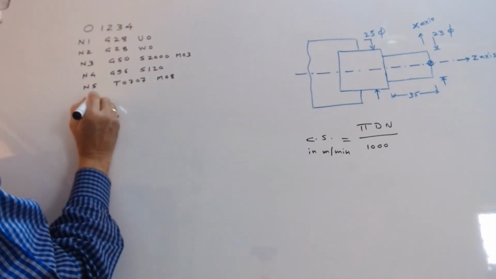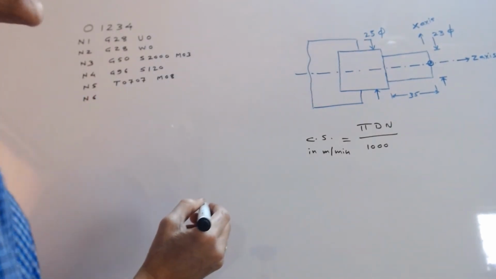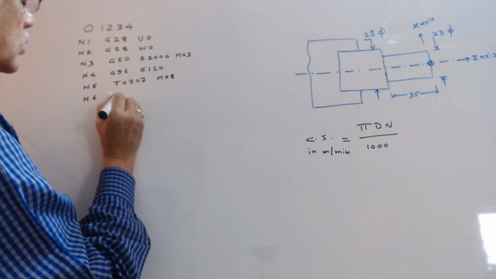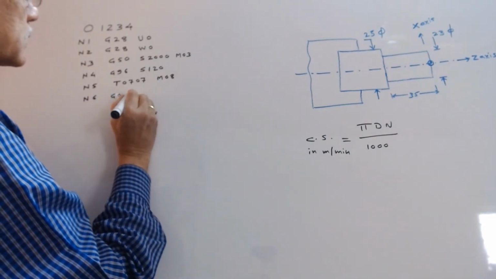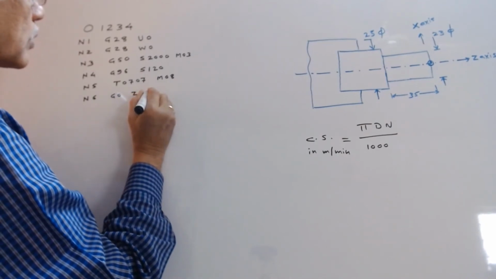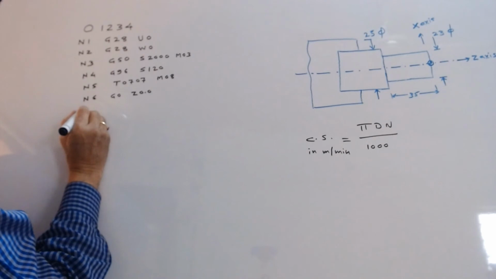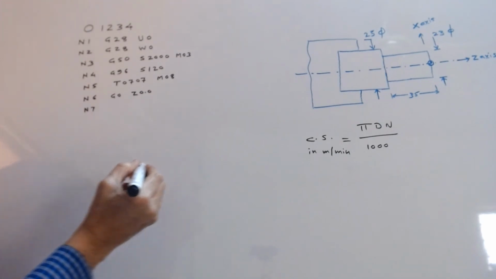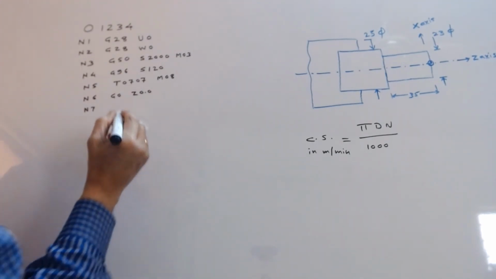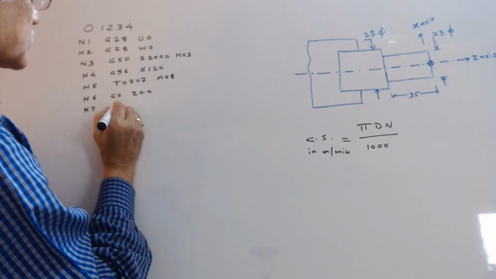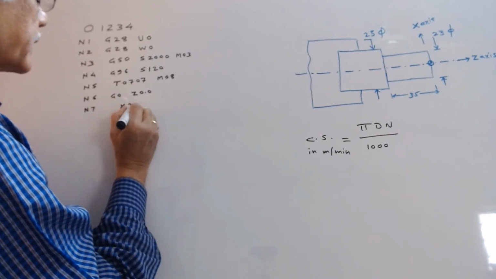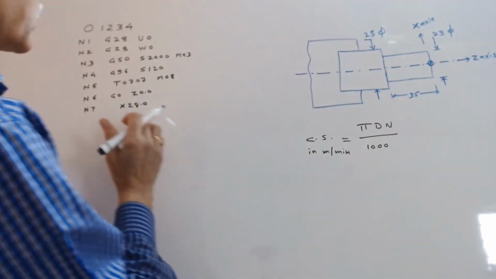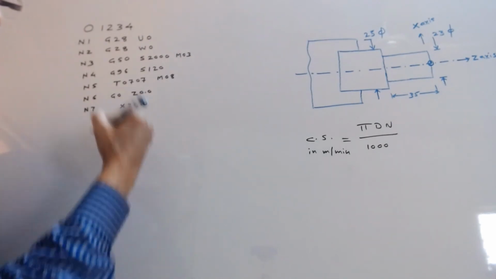Then we'll first position the tool to the safety point. So G0 Z0. Next we'll position the tool in the X direction but away from the job surface. So X28. The diameter of the job is 25, so we have positioned the tool 3 mm away from the diameter.